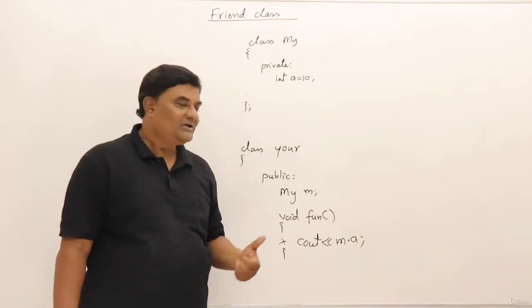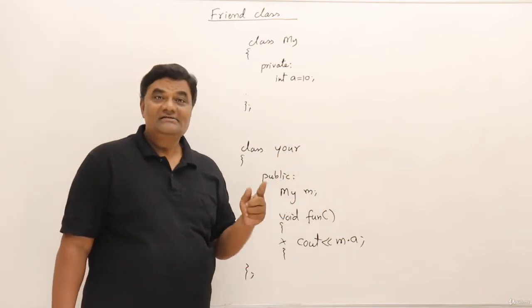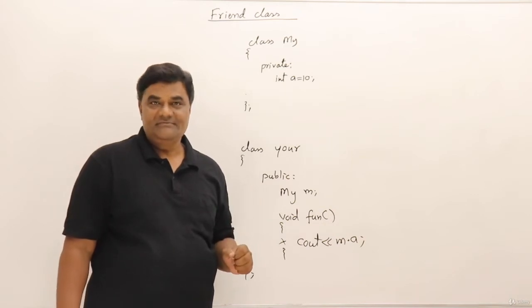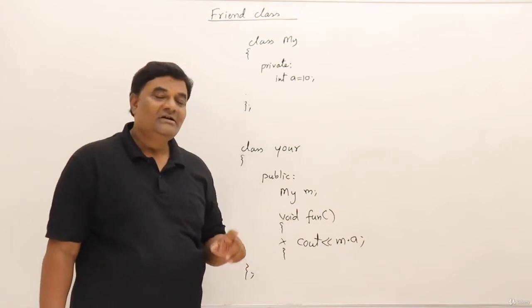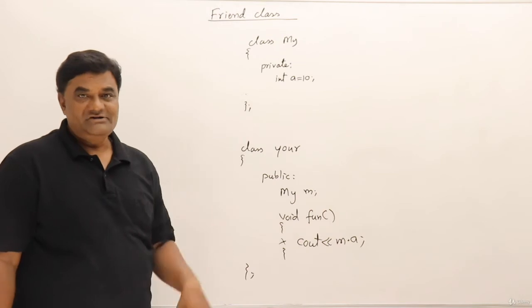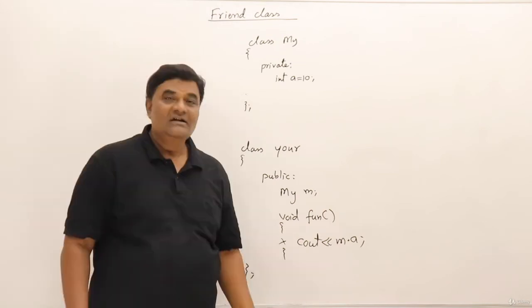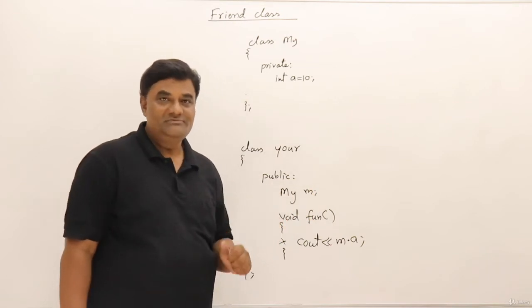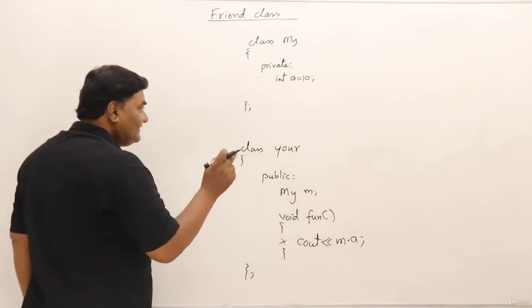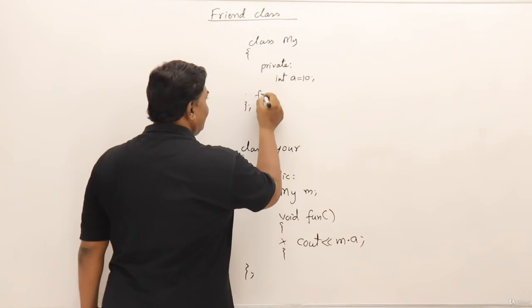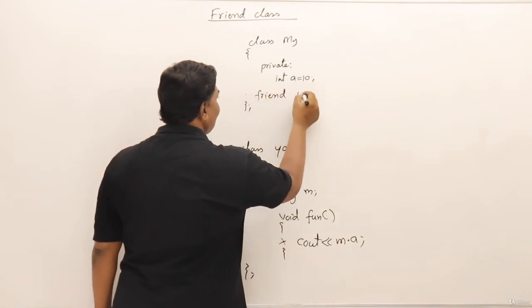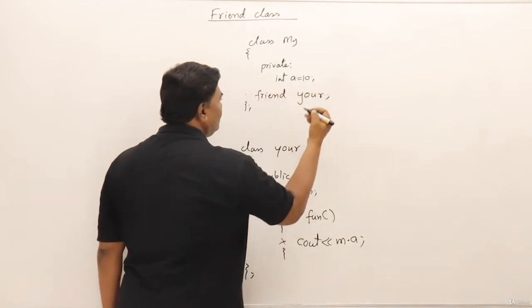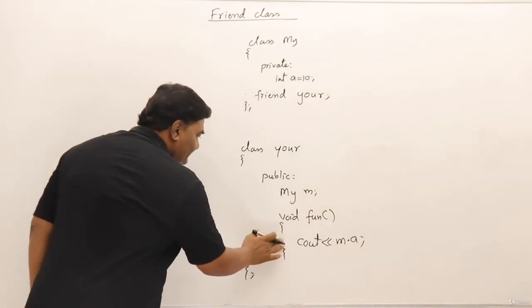Directly we cannot access because this is not inheriting. It is a has-a relationship, not an is-a relationship. So we want to access upon an object. How is it possible? If you want one class to access private members of another class upon an object, then you have to declare this class as a friend inside this class. Friend your. That's it. Now this is valid.